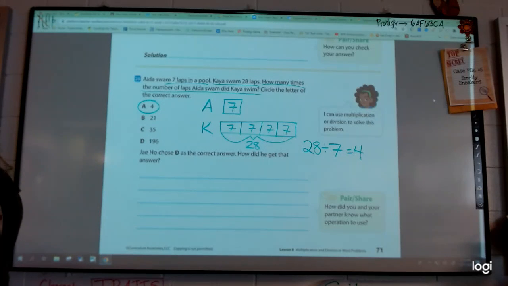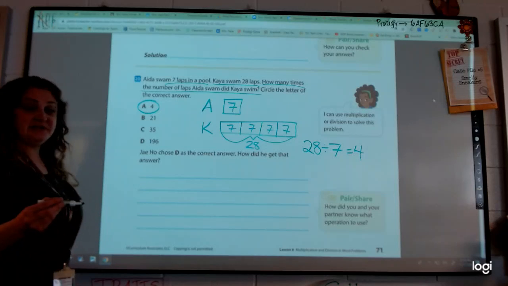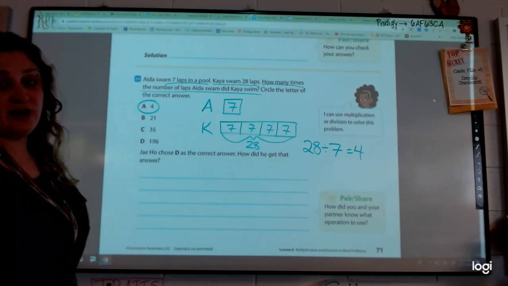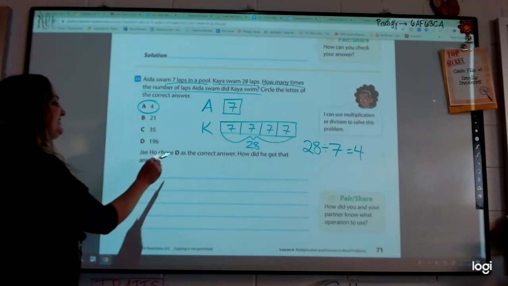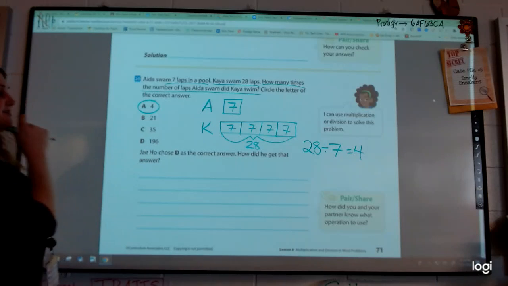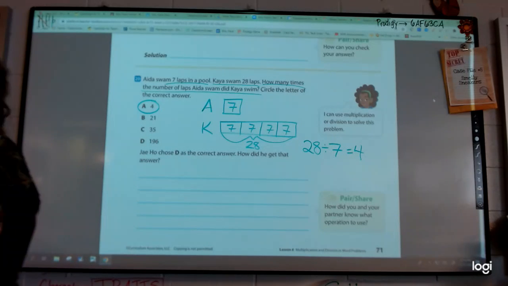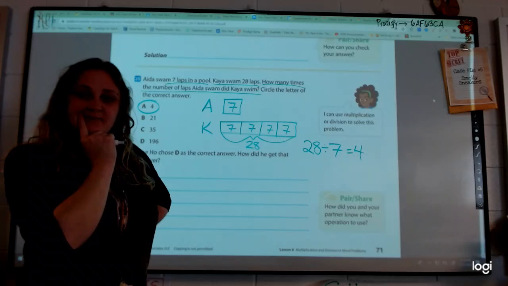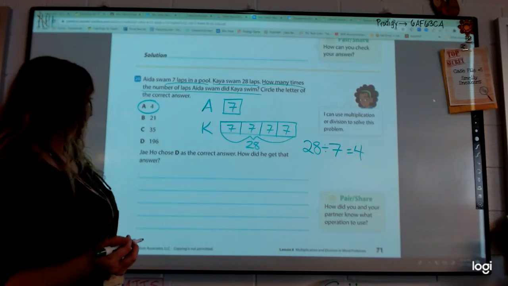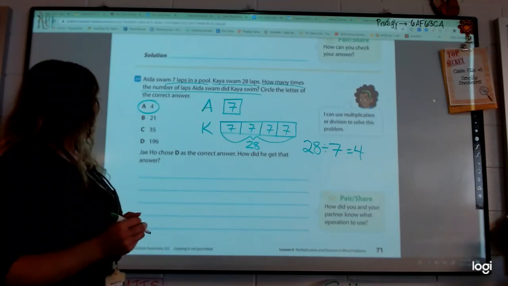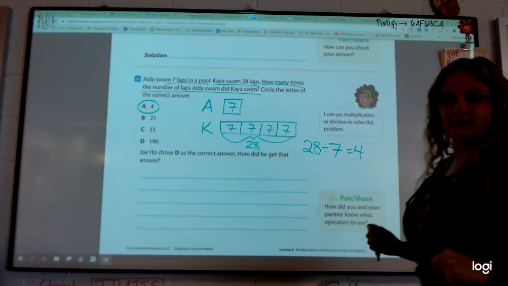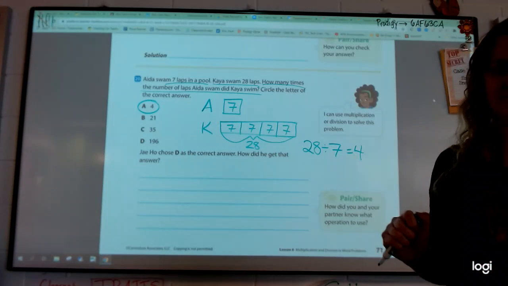All right, hopefully this is making sense to you. All right, but now it's time for us to be the teacher because someone, J-Ho, chose the wrong answer, okay? He chose D as the correct answer. So he said 196. How in the world did he get that answer? I'm going to give you a minute to think about it, okay? So you're pretending to be the teacher. Pretend J-Ho is your student, and he just circled 196, and you are the teacher. You have to give him feedback. How did he get such a large number?